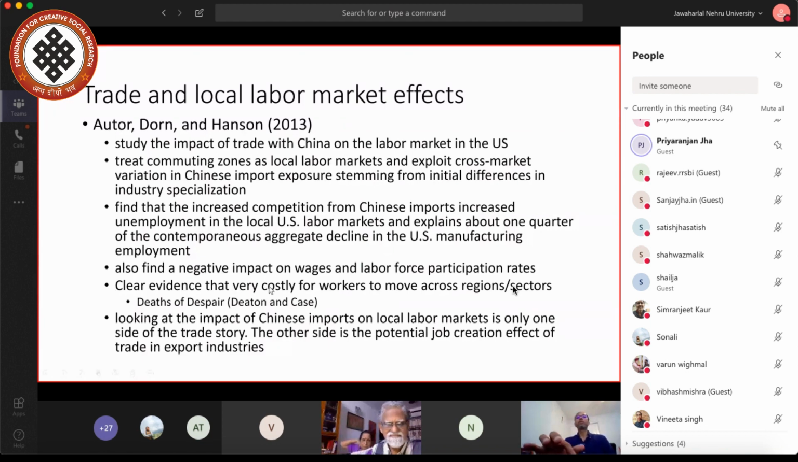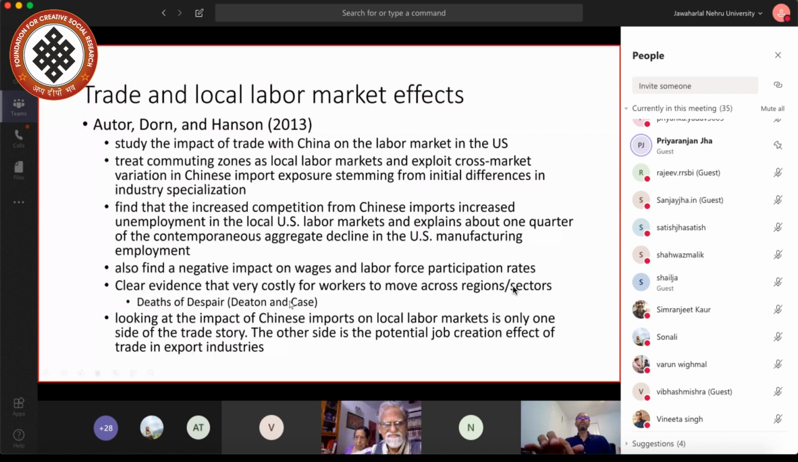And they also found the negative impact on wages and labor force participation rates of workers, and so basically there's clear evidence that it is very costly for workers to move across regions and sectors, because if that was not the case, then the impact of Chinese imports on a commuting zone should be compensated by job creation elsewhere, and those workers could have moved to those other places and found jobs. So there shouldn't have been a decrease in jobs because of import competition with China.